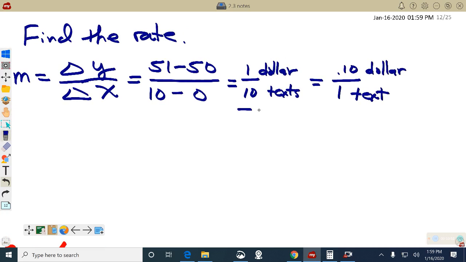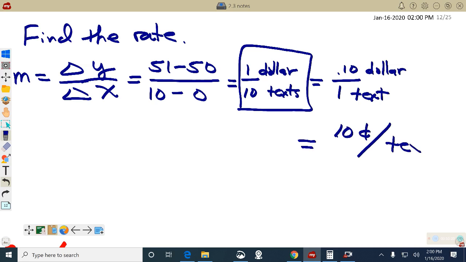Technically we were done here, $1 per 10 texts. That's the rate, but we don't talk that way in real life. We want to know how many dollars per one text. It's actually $0.10 per one text, which is 10 cents per text. So our final answer, more professionally, is 10 cents per text. Look at the way I write it. Per one text. Or $1 per 10 texts. It's the same thing, same rate, same amount of money.